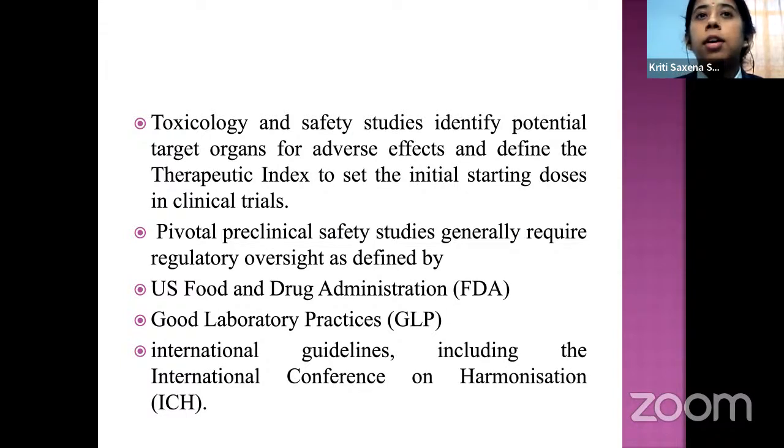You can't give more than the daily prescribed dose to any patient because that may prove fatal or very toxic for the target organs. Likewise, PCM is also indicated for its harmful effect on the liver as a hepatotoxic agent. Pivotal preclinical safety guidelines generally require regulatory oversight. The regulatory oversight is defined by the US FDA, the United States Food and Drug Administration. It is a global regulatory agency, and the protocols they have designed are very efficient. So whenever we plan for a molecular trial, we always go for the FDA guidelines.